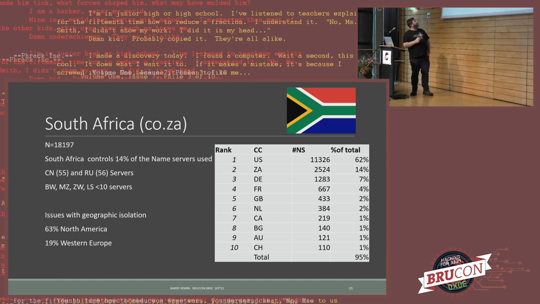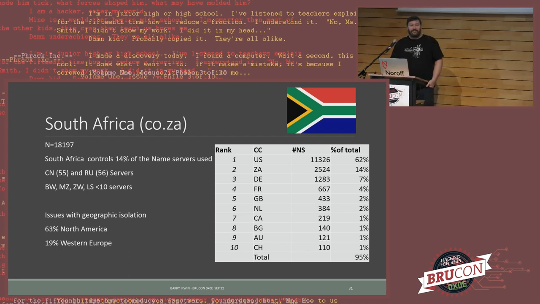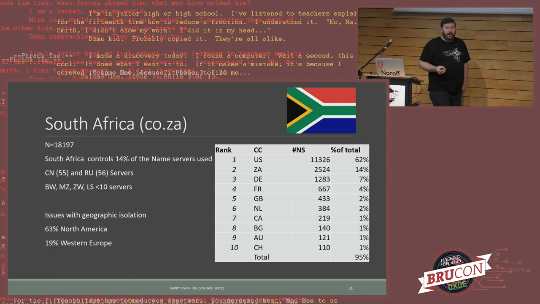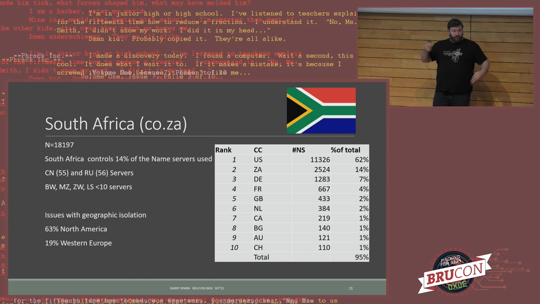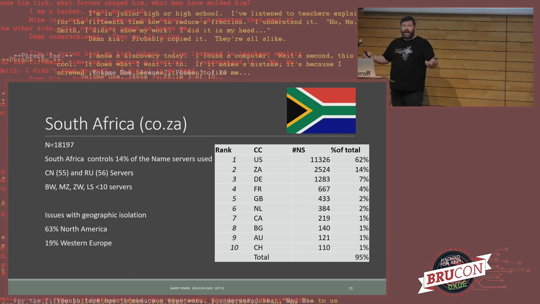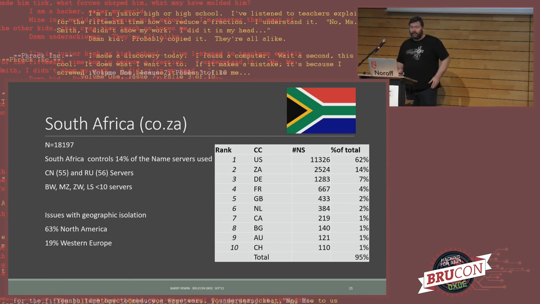Having a look over here, 55 were in China, 56 in Russia. Probably not too much of a concern for South Africa, given that they're a member of the BRICS grouping. Looking at neighboring countries, fewer than 10 servers are in Botswana, Malawi, Zimbabwe, or Lesotho. So not much geographic diversity there either. Forgetting nation states aside, just from a geographic perspective, there's risk here. What happens when your submarine cables get cut? You're looking at about 70-odd percent of the domains not being resolvable at all.